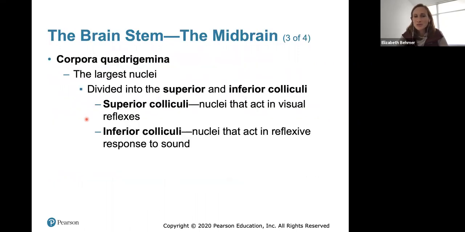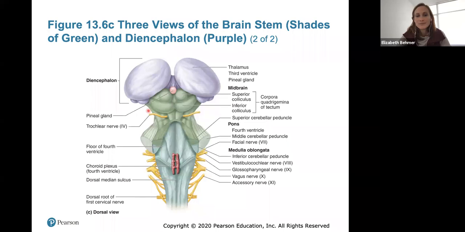The midbrain also contains the corpora quadrigemina, which is the largest of the nuclei. These different types of colliculi act in visual reflexes and different reflex responses to sound. And again, I just show you the picture of this brainstem because in general, I just want you to know what it looks like, how to label it, and what's the order and kind of the layout of the brainstem.